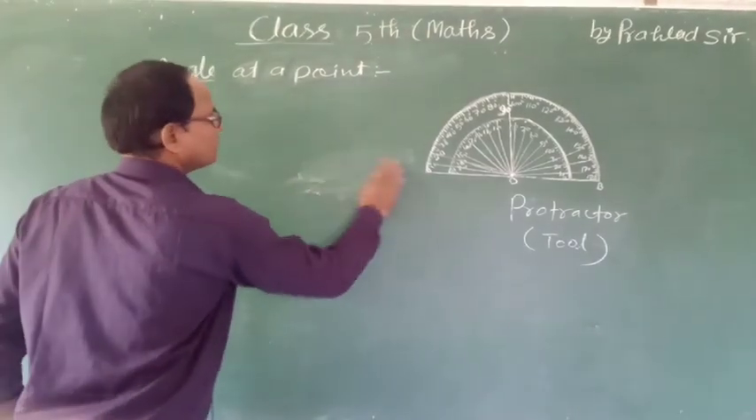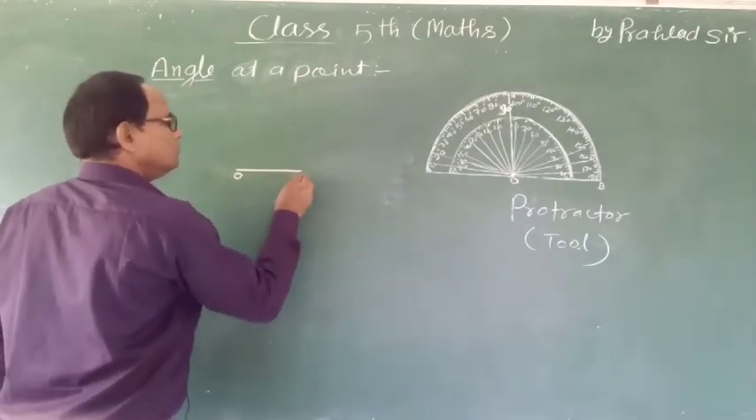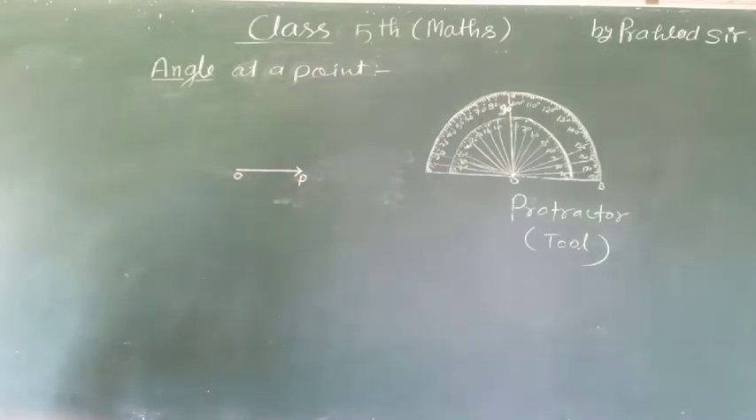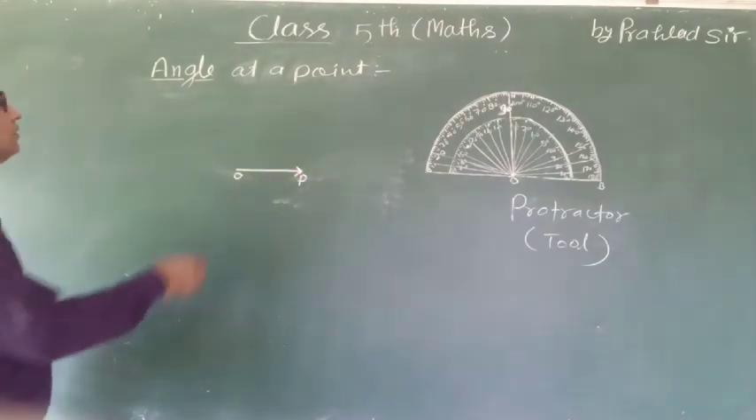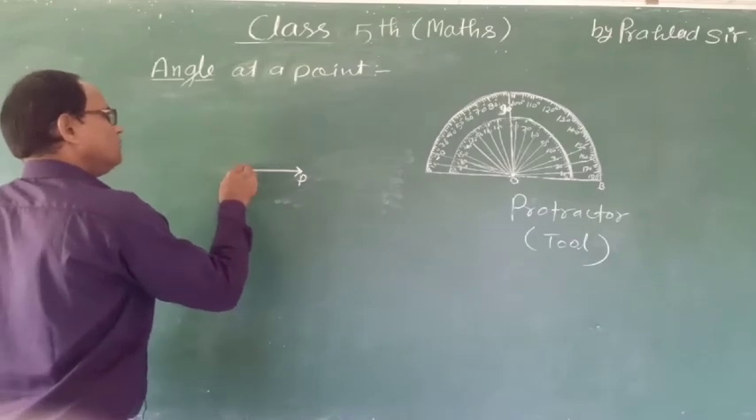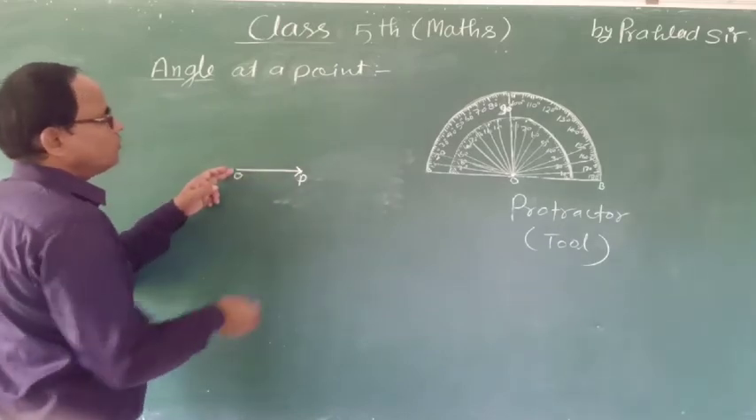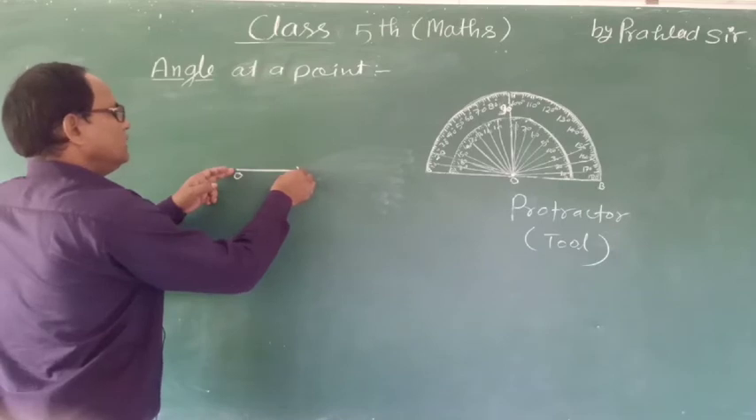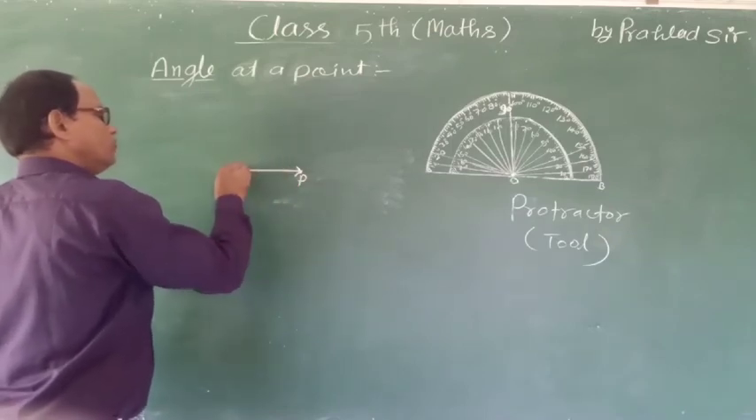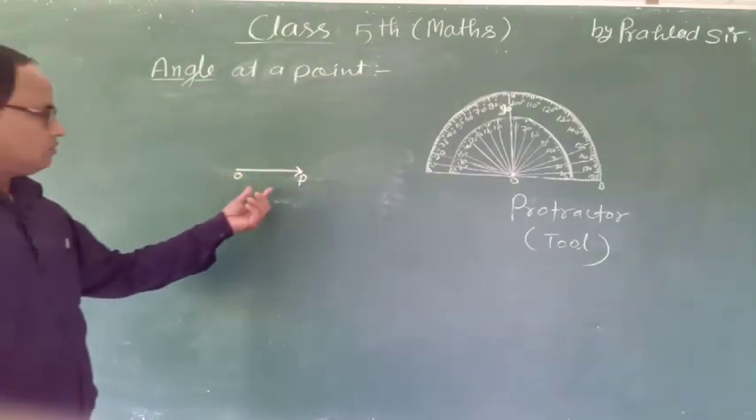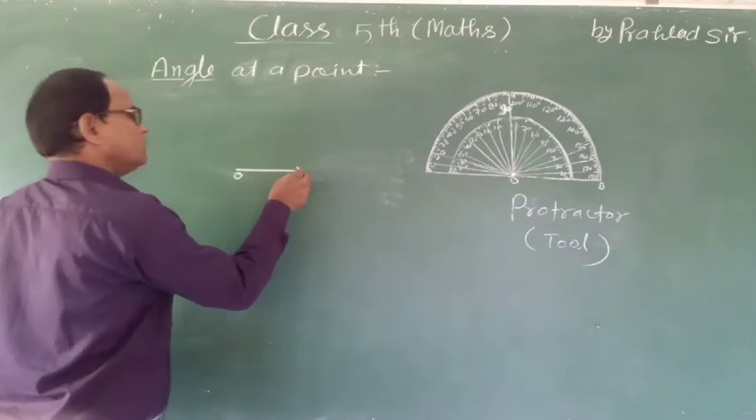Here, OP is a ray. When P moves around the point O, it makes one complete angle, which is 360 degrees.